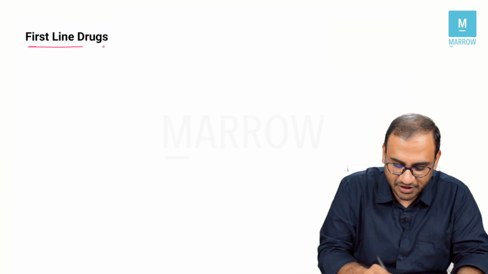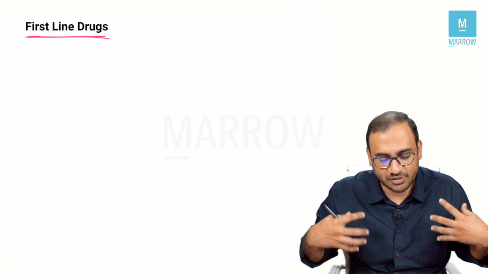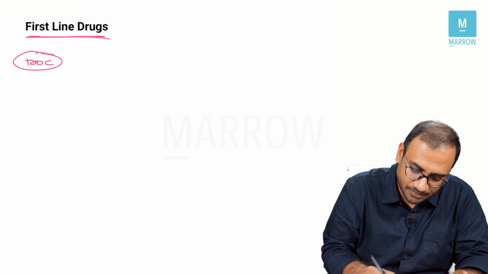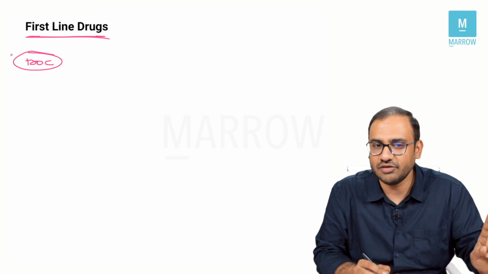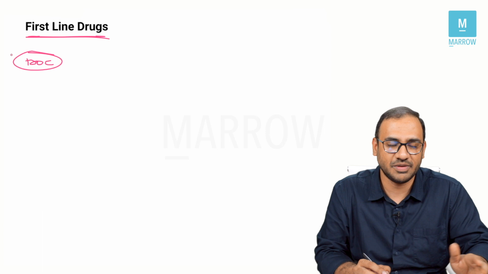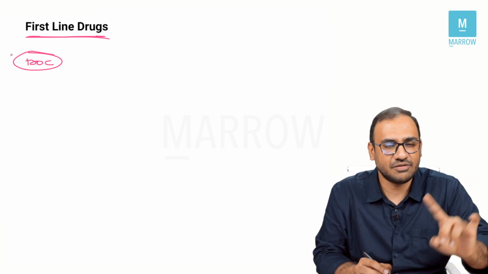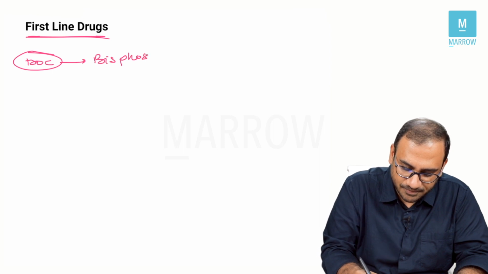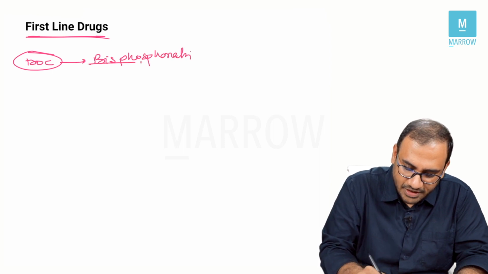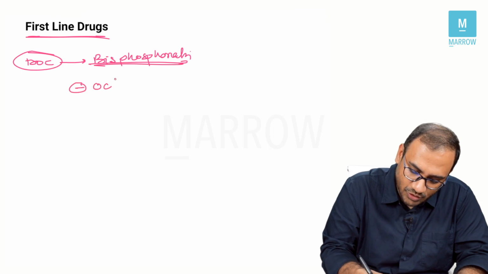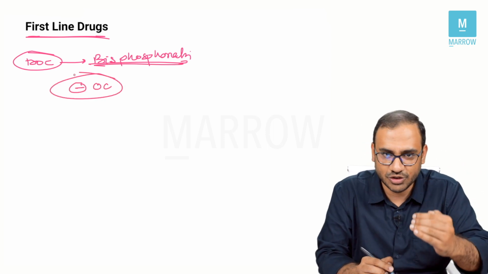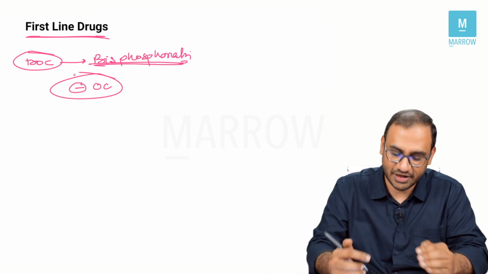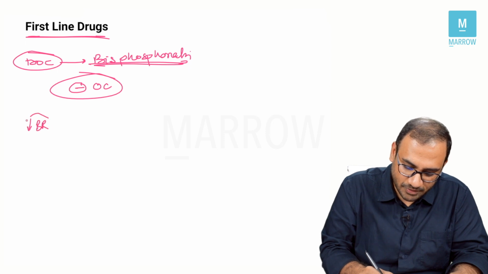So let me just give you the first line drugs in the management of osteoporosis and what I do in my daily clinical practice. The drug of choice in osteoporosis, irrespective of anything, whether it's a postmenopausal female, this female, that female, elderly male, doesn't matter, is bisphosphonates. They inhibit osteoclasts. If you inhibit osteoclasts, you are decreasing bone resorption. So you fall into the category of decreasing bone resorption.